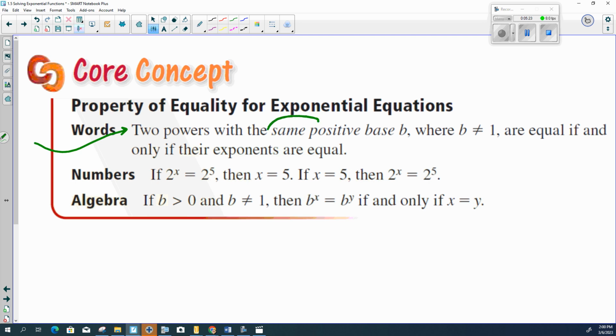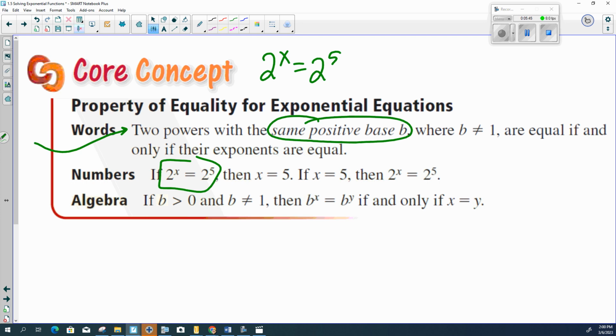The same positive base b. That's our original focus. So if I have something like this, 2 to the power of x equals 2 to the power of 5, it's saying that these two things are equal. So what does x have to be? 5. And then they just get more difficult from there with different expressions.